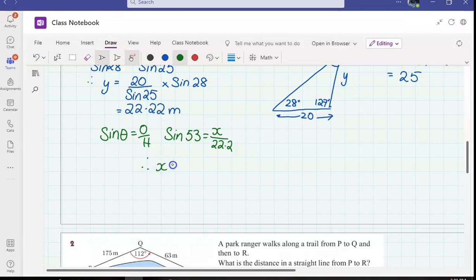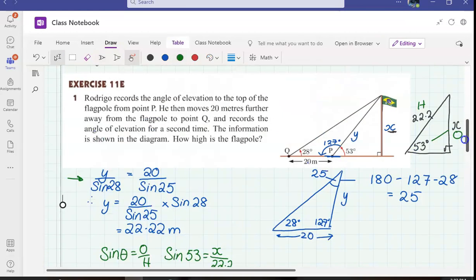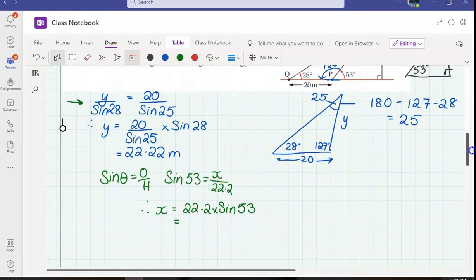So therefore, x, which is your flagpole, is going to be 22.2 times sine 53.2. And someone will get me that answer. I can. Oh, too much. Is that okay?